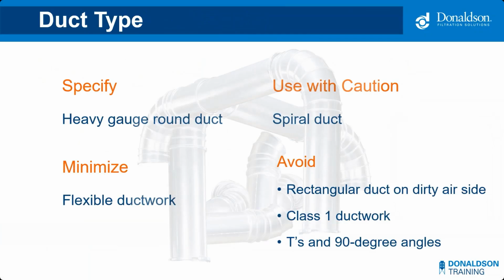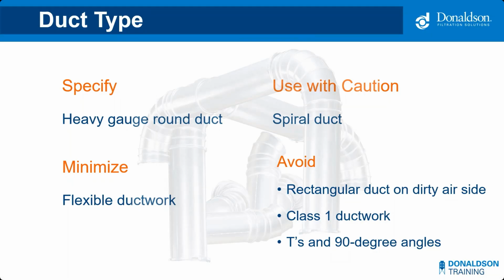Just a few pieces of advice when it comes to duct types. Rectangular duct is commonly used in HVAC applications where you're moving air only, but we don't want to use it in industrial applications because it could allow dust to settle out in the corners. Rectangular duct can be used on the clean air side as long as the duct vibration is mitigated. When specifying industrial duct, we sure want to call out round, heavy duty, industrial ductwork.